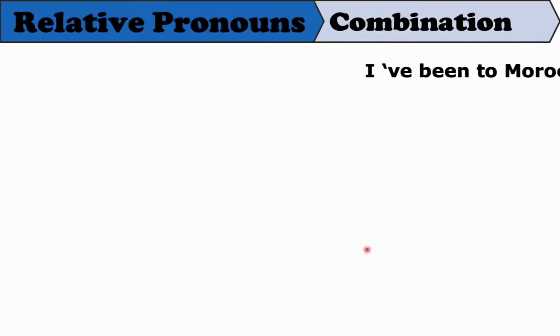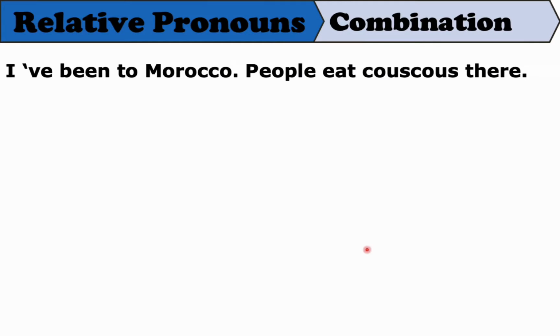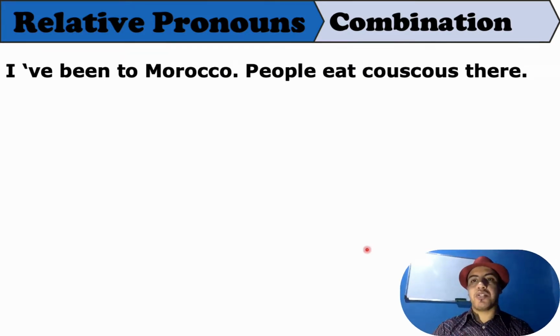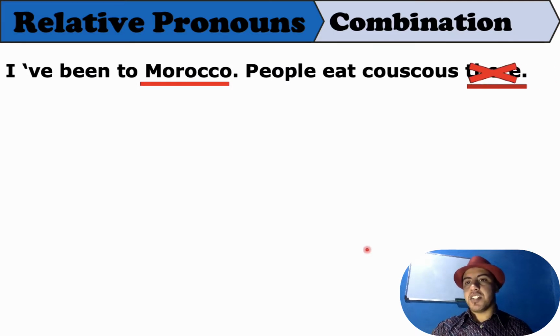Good. Another example. I have been to Morocco. People eat couscous there. What is repeated? Good. Morocco and there. So which one are we going to delete? Is it Morocco or there? Good, it is there. And Morocco, what is Morocco? Is it people? No. Is it a time? No. Is it a thing? No. It is a place.